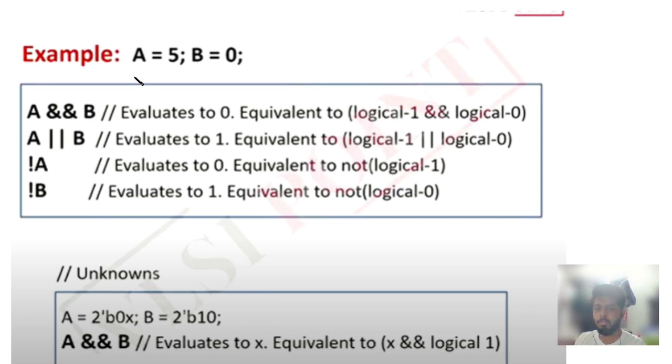Here are some examples. While A and B are given this value, if we perform the logical AND operation between A and B, it equals 0. While the logical OR operation performed between A and B gets 1. When the logical NOT operation is performed, it equals 0, and similarly for B.